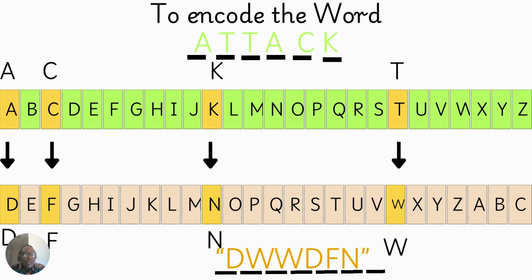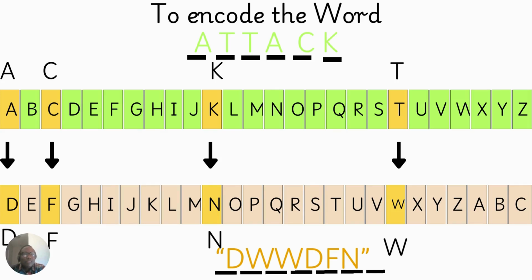The next letter is T. T becomes W, and since we have T again, it becomes W again, followed by A, which we bring down to be what? D. And then you have the letter C coming down to be letter F. And then you have letter K coming down to be letter N.